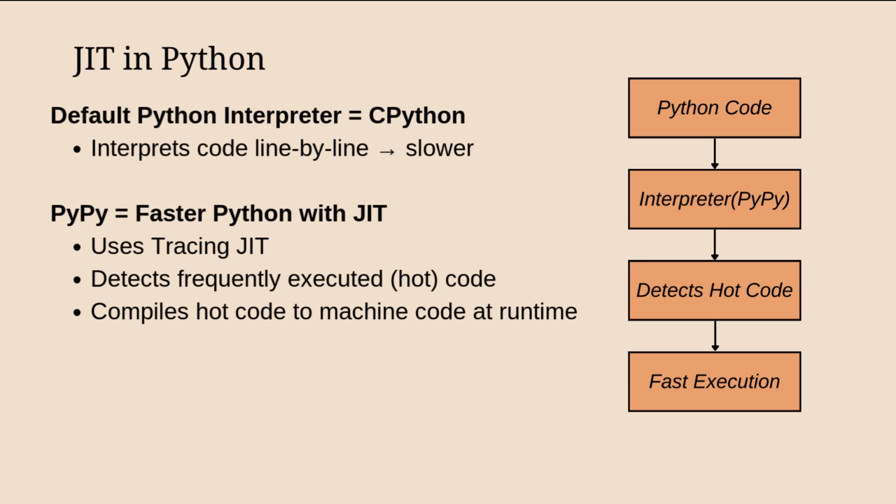One of the most well-known JIT implementations for Python is PyPy. Instead of interpreting every line every time, PyPy uses a tracing JIT. Here's how it works in simple terms. PyPy watches which parts of your code are running again and again, like loops or frequently called functions. These are your hot code paths. Then it records these paths and compiles them into machine code. So the next time they run, they execute much faster.